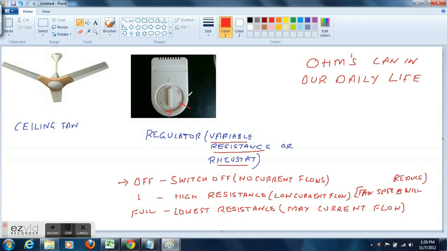So from now onwards, when you switch on your fan and control it with your regulator, just try to visualize it, build a picture in your mind. When you are at point 1 in the regulator, the current is flowing through the highest resistance, that means the fan is getting low electricity. When it is at position full, the resistance is the lowest and the fan is getting maximum current, so it is revolving at the highest speed. So this is one example of how Ohm's law is used in our daily life.